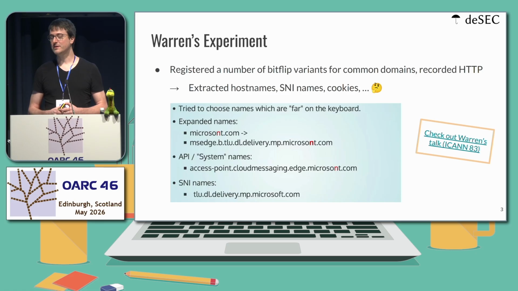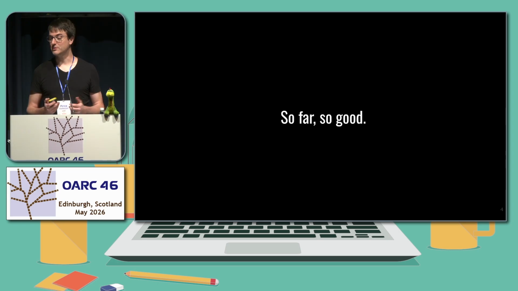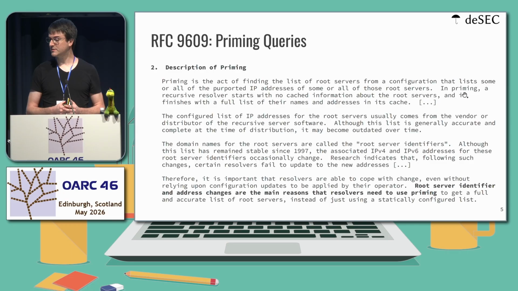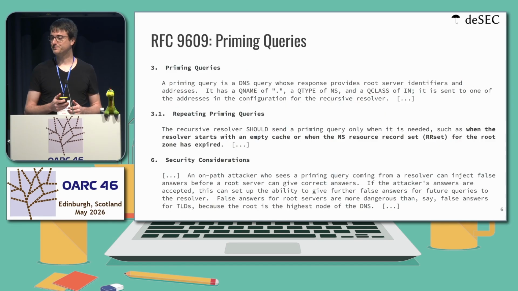And I thought, what happens with bitflip variants of root-servers.net when name servers try to do priming queries? Priming queries are essentially when a name server tries to get the IP addresses for the root host names that they have in their hints file. The bold sentence here is: root server identifier and address changes are the main reasons that resolvers need to use priming. I'm not a resolver operator, but they apparently requery because it might have changed. What happens if there might be a bitflip in memory before that requerying happens?